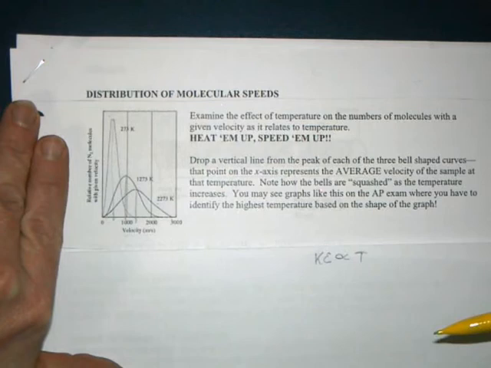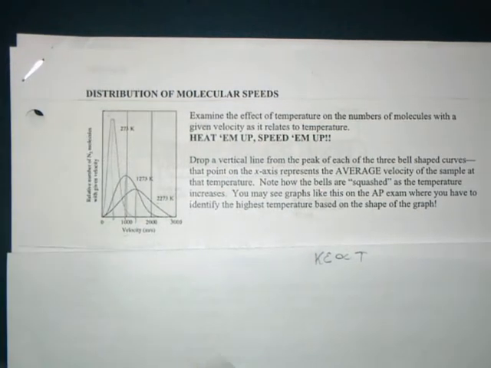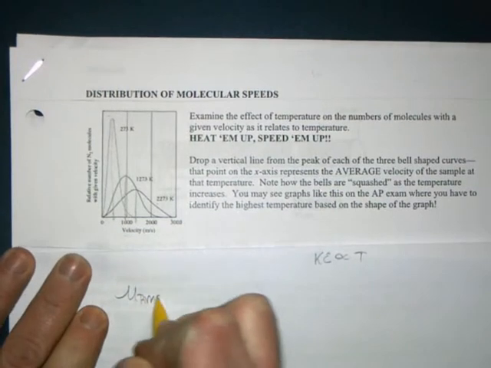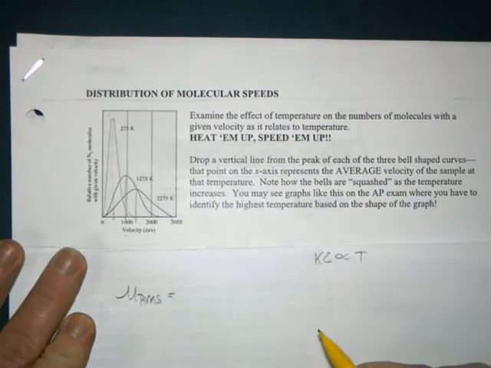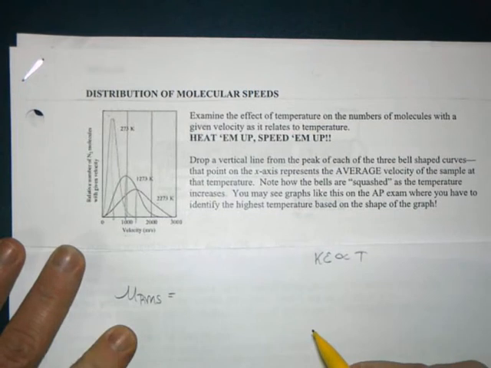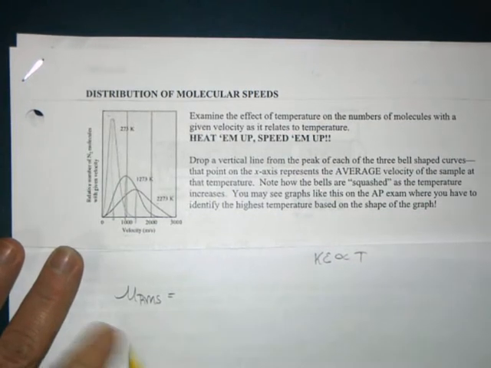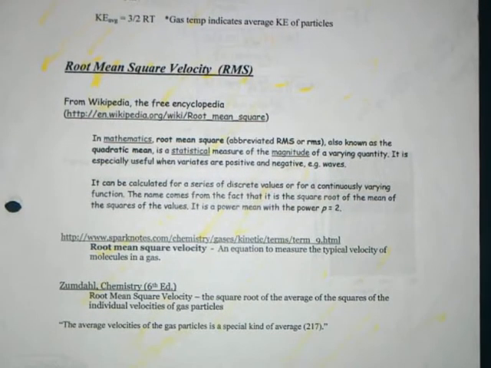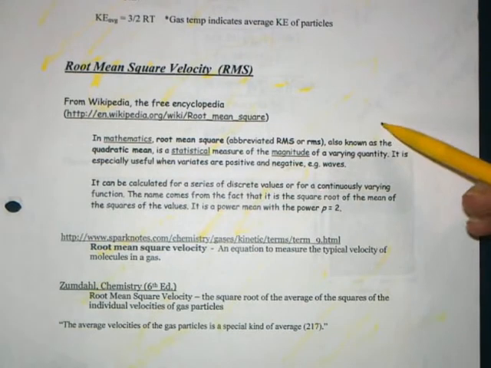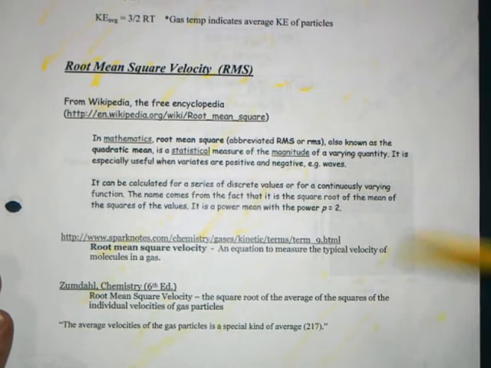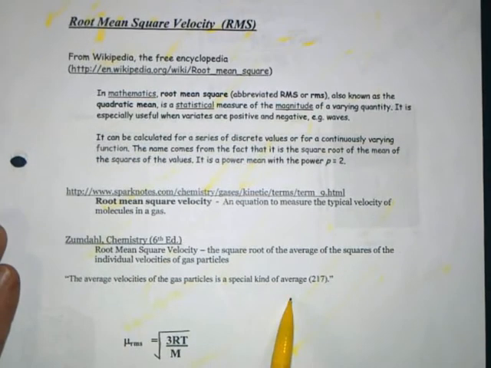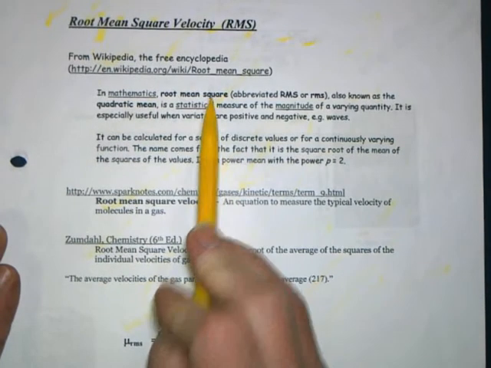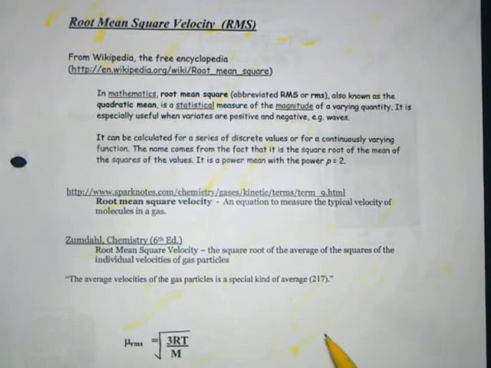Well, how then do we represent an average velocity? Well, root mean square velocity, and I love Zumdahl's words, is a special kind of average. It's an averaging of a varying quantity. In our packets, which is what we looked at in class, I took several different definitions from several different locations for us. But again, it's a special kind of average. We're taking a root mean square because we're taking an average of a varying quantity.